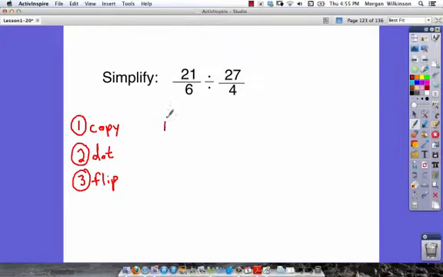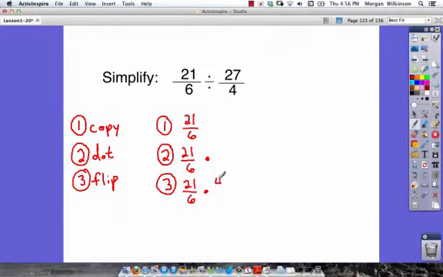For our first step, we want to copy everything out. We're going to copy the first part, 21/6. The second step, we want a dot. So we're going to have a dot instead of a division sign, so 21/6 times. And the third step is to flip. We're going to flip the third part. So we're going to get 21/6 times 4 27ths. That's because we found the reciprocal of 27/4. Now we're doing the opposite of division, which is multiplication by the reciprocal, and we can find our answer. Let's rewrite up here so we have room to write.